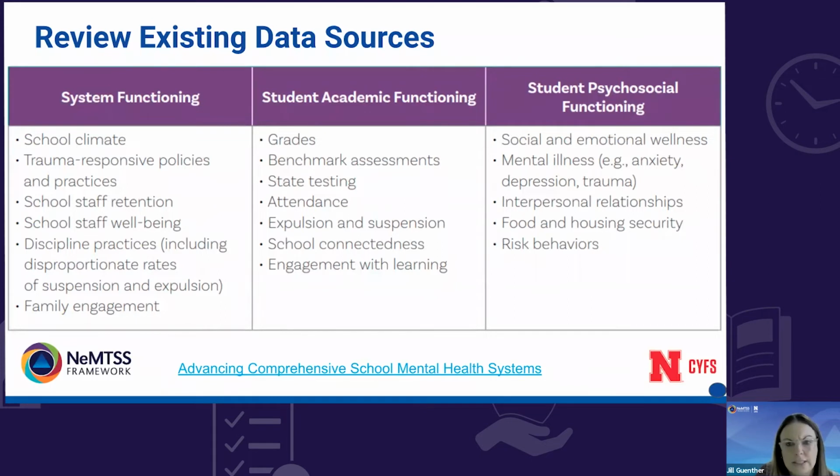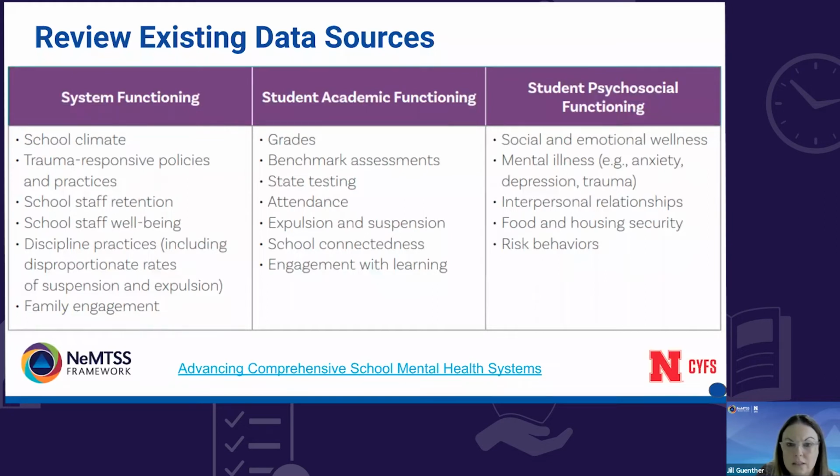This chart does a nice job of providing some different examples of data indicators that reflect those school mental health outcomes. A critical component of school mental health systems is the use of comprehensive data for data-driven decision-making to help inform school mental health planning, as well as the delivery of services. So just some things to think about.